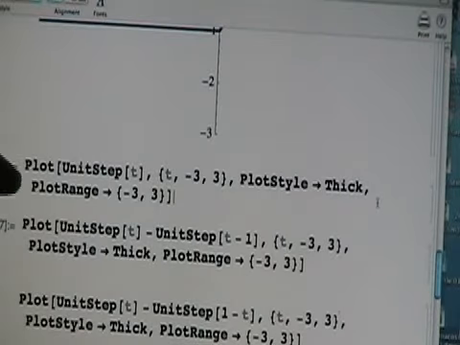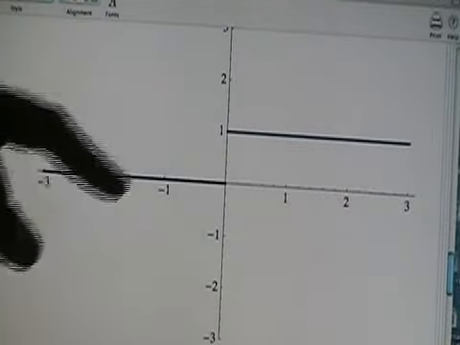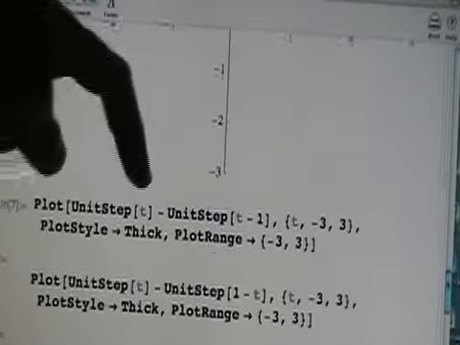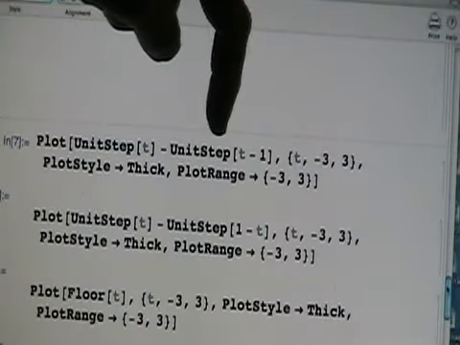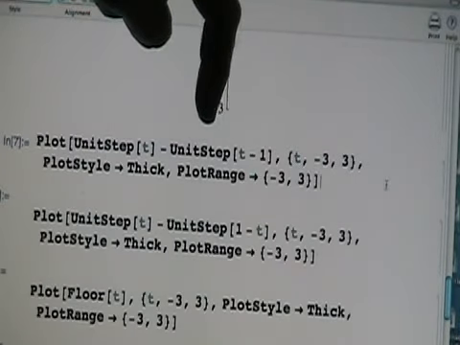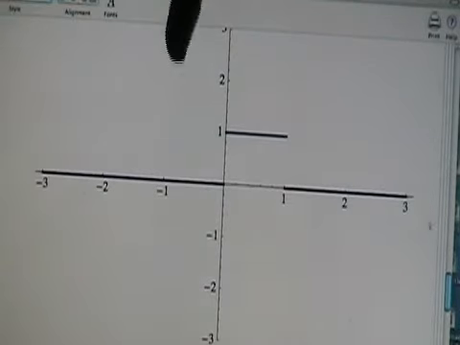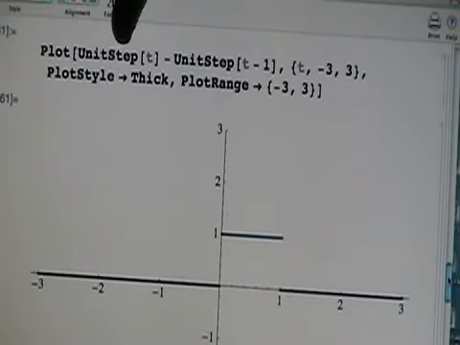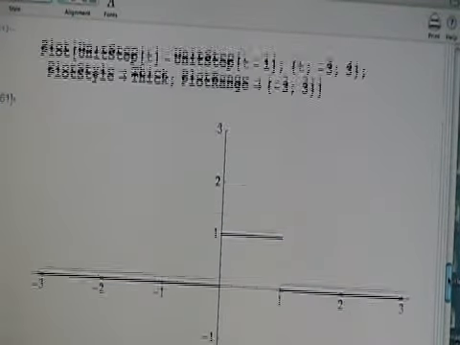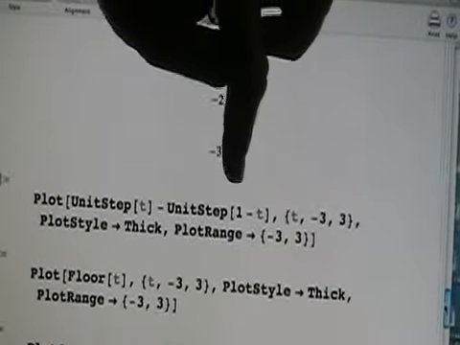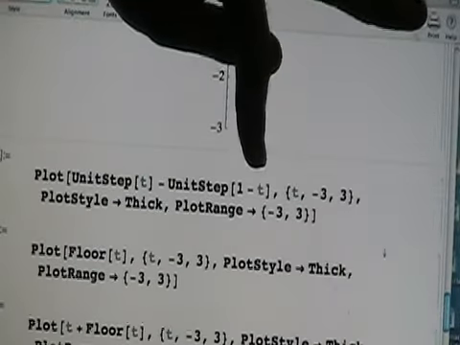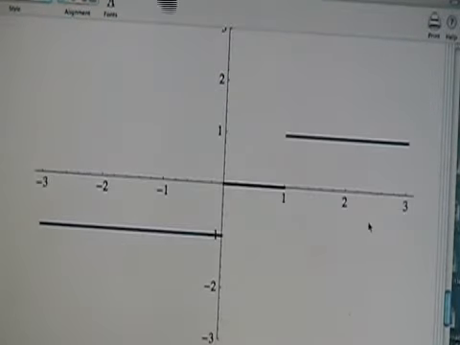Here's UnitStep, which is again our Heaviside function with the jump at t equals 0. If you subtract UnitStep functions, maybe where one of them is shifted, so this would be u sub 1 right here, you can get interesting graphs, like that one. That's u sub 0 of t minus u sub 1 of t, really. If you put a 1 minus t in here instead of a t minus 1, you get a function with 2 steps.